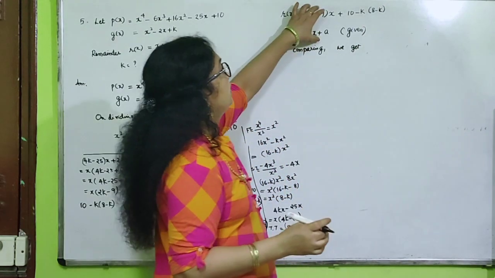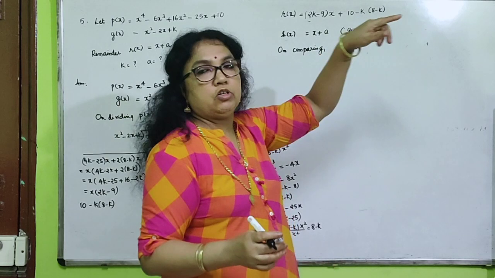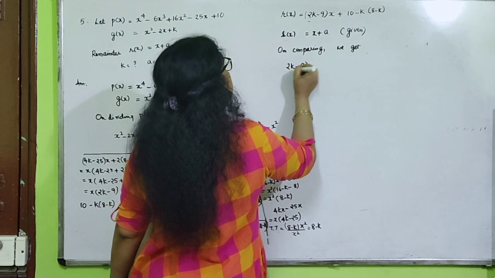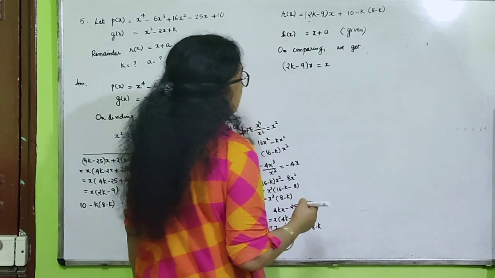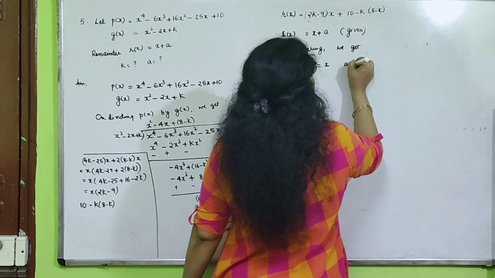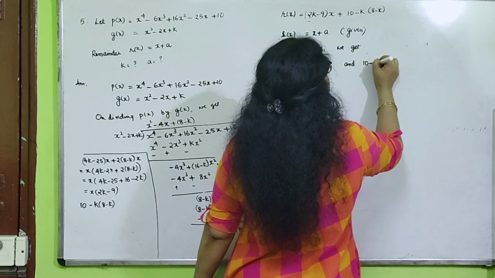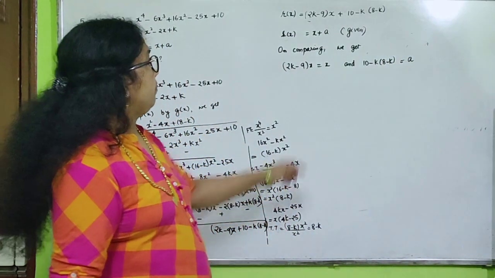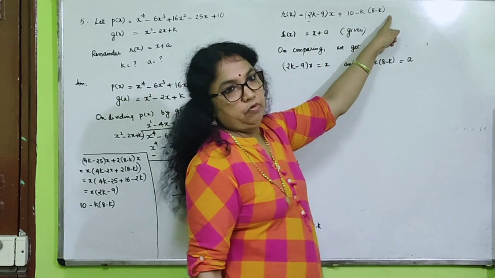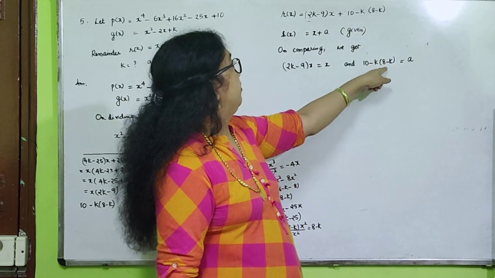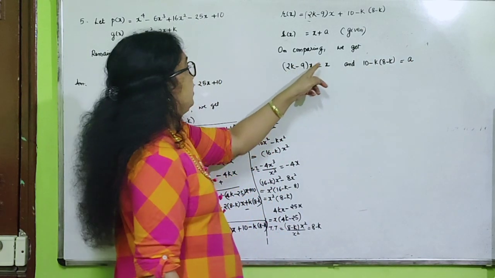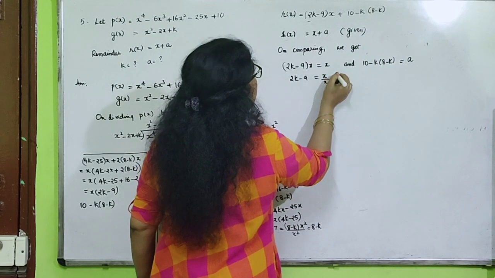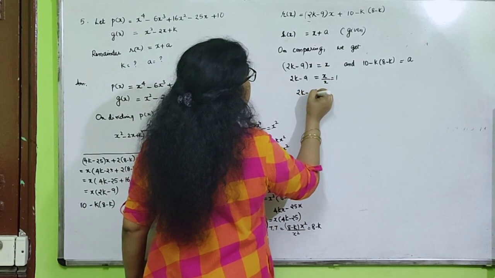The x term equals x, and a will be the remaining constant. So (2k minus 9) into x equal to x. Compare, and (10 minus k) into (8 minus k) is equal to a. So (10 minus k) into (8 minus k) equal to a. Now taking x to that side, (2k minus 9)x by x is equal to 1. So 2k minus 9 equal to 1.